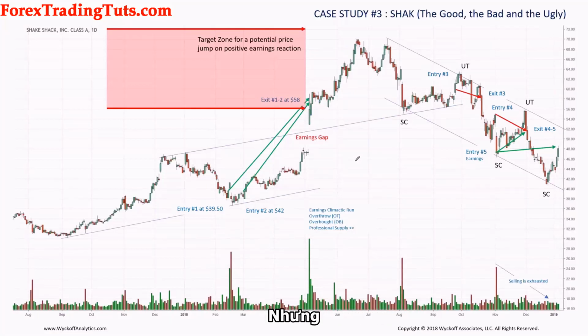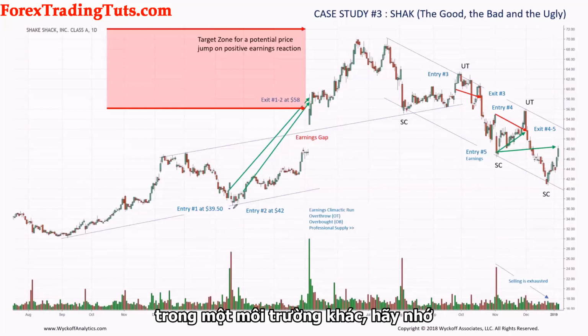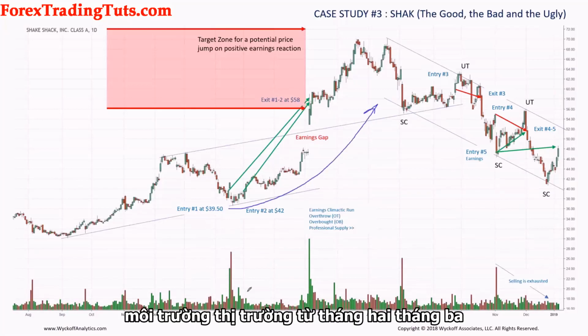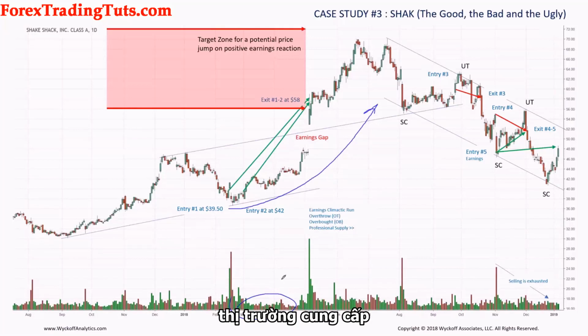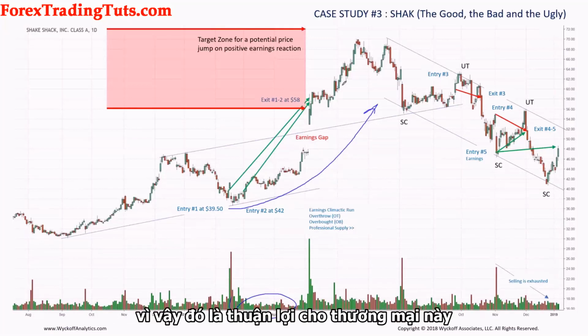But the next series of trades that followed were in a different environment. Remember, the market environment from February, March, April lows, where we had absorption in the market of the supply. So that was favorable for this trade. What happens next?